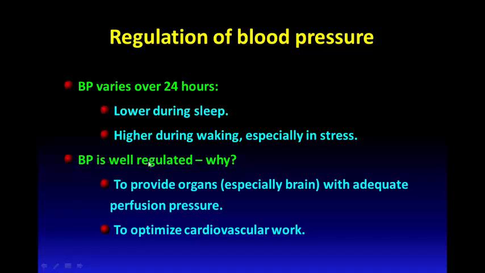Blood pressure is well regulated. It should be well regulated. Why? This is in order to provide the organs of the body, especially the brain, with adequate perfusion pressure, and also in order to optimize cardiovascular work. Remember, the mean aortic pressure is the afterload which the left ventricle faces as it begins systole. And the left ventricle has to generate pressure to overcome this afterload and open the aortic valve and begin ejecting blood into the aorta. So an increase in the mean aortic pressure, the mean arterial blood pressure, increases the afterload on the left ventricle. And this is not good for the left ventricle, because the left ventricle would have to work harder, as we explained in the previous lectures.